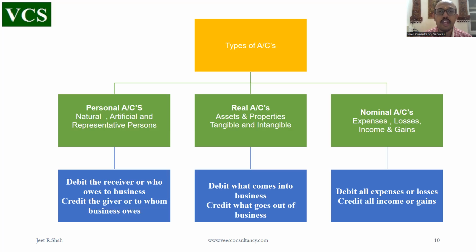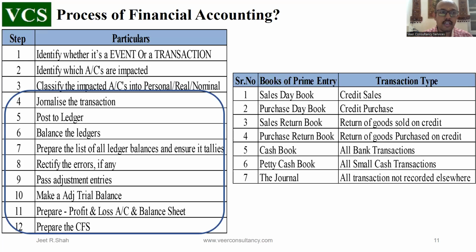Okay. So once you identified the transaction, identified the accounts impacted, then you classify them as personal, real, and nominal accounts. Once you have classified them, क्या करना है फिर? You have to apply the rules of personal, real, and nominal accounts. It is known as the 3 golden rules of financial accounting. Okay. After this, there are steps 4 to 12 which we'll see as we go ahead.